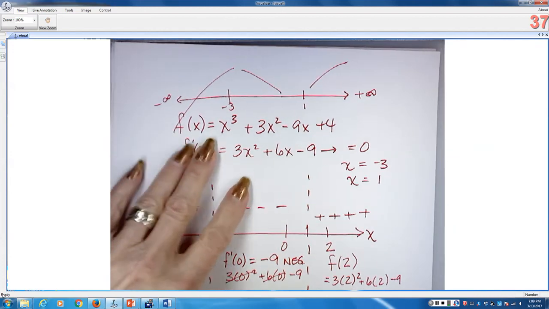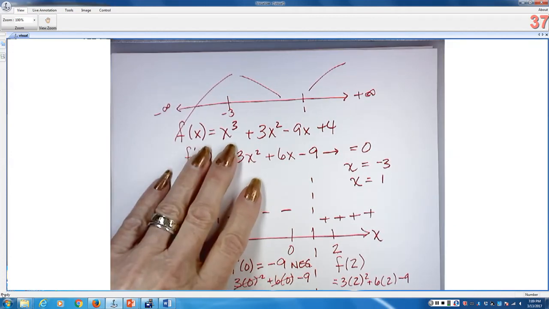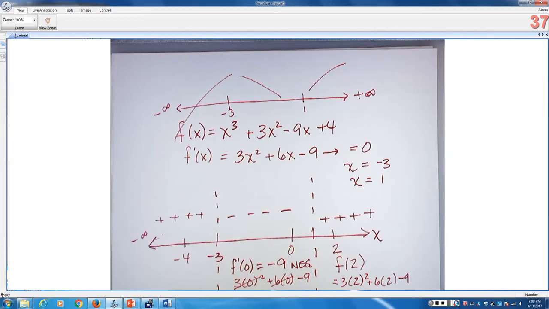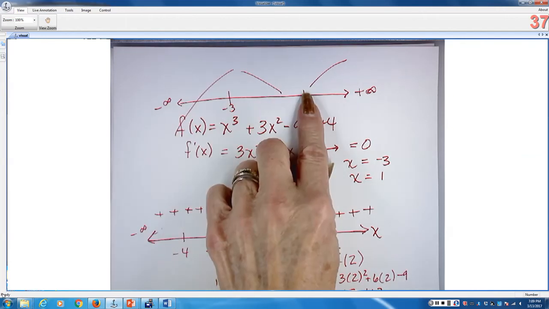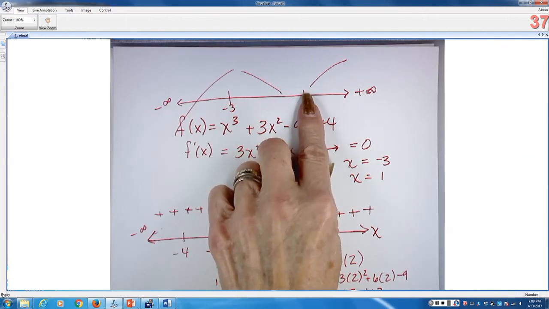Now, you've graphed cubic functions before. Tell me what a cubic function looks like. Quadratic functions are either a U shape or an upside down U. Cubic functions either have a hump and then a valley, or a valley and then a hump, right? This one's going to have a hump and then a valley. Okay?